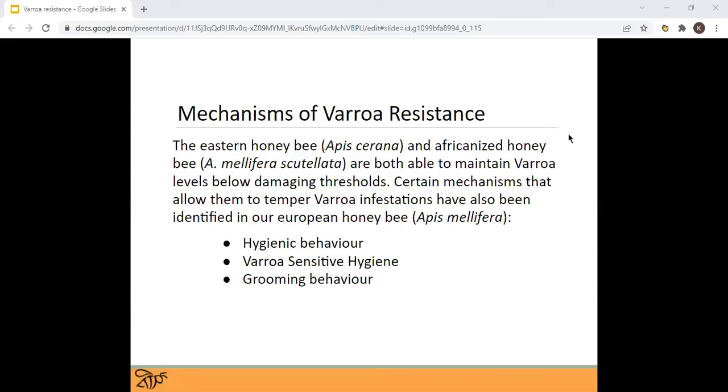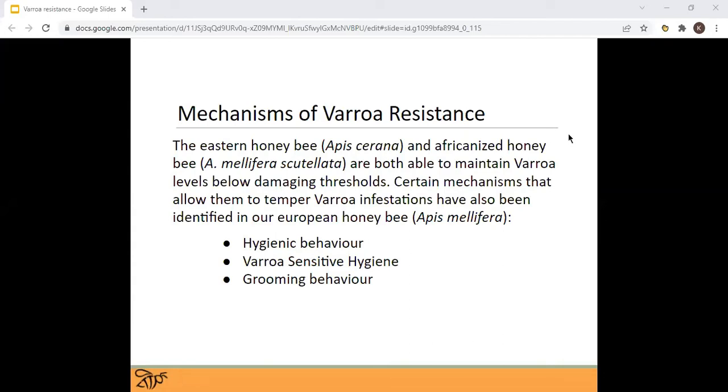So the traits that are listed here, they're all mechanisms that have been identified through research that confer either pest or disease resistance, and they are heritable and can be selected for. So of course, that's one of the requirements of a breeding program. The traits that we identify, we have to make sure that we can target them and that they're passed on to future generations. So the first trait in this list here is hygienic behavior.